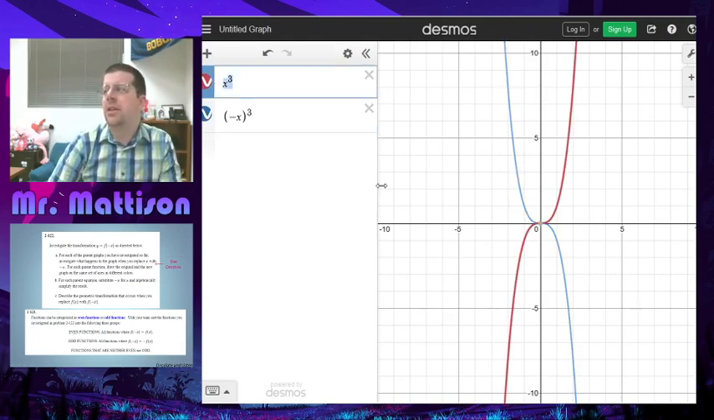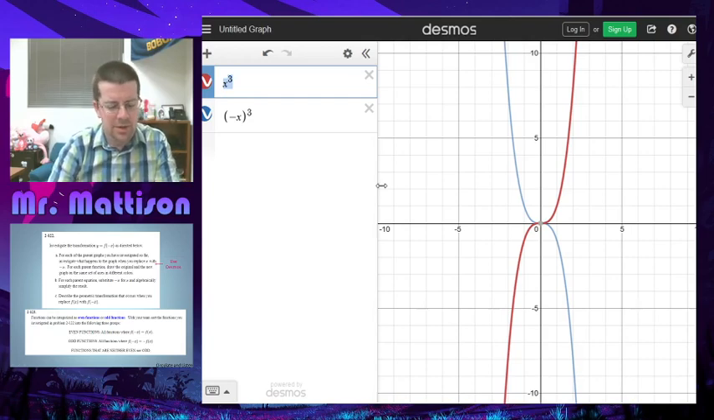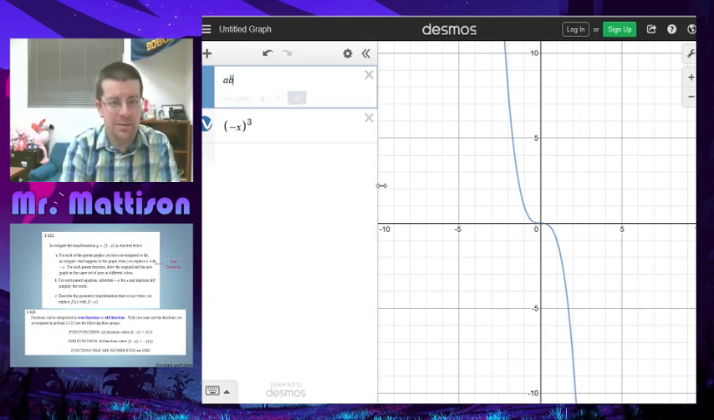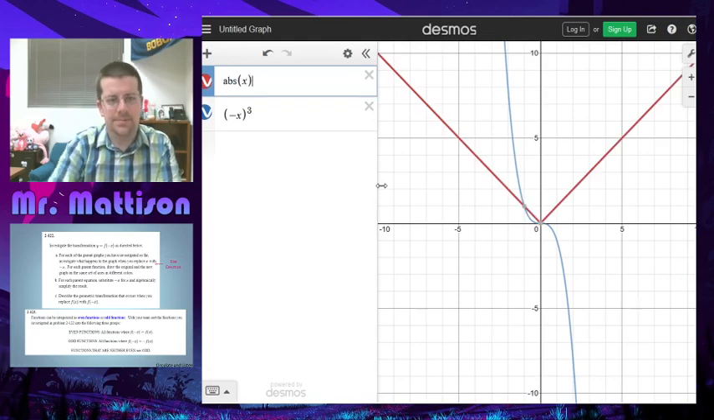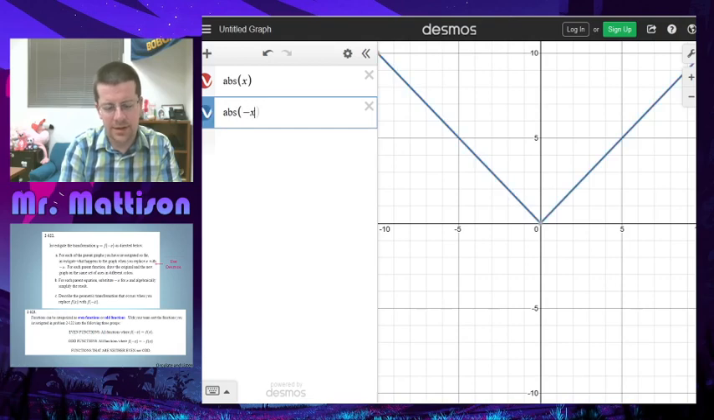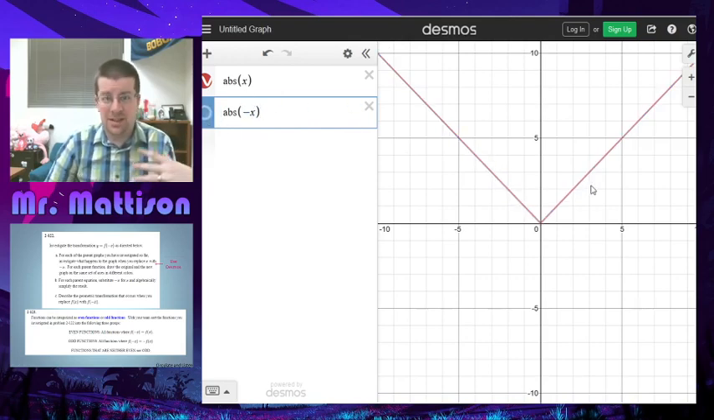So some other functions we might be able to try is we could do the absolute value of x, and if I do the absolute value of negative x, well, I get the exact same graph. But let's think about our rule that we just kind of thought of, right? If I were to reflect my red graph over the y-axis, wouldn't it just go back onto itself because it's symmetrical over that y-axis? So I'm still doing the reflection, but it just visually doesn't change anything, right?